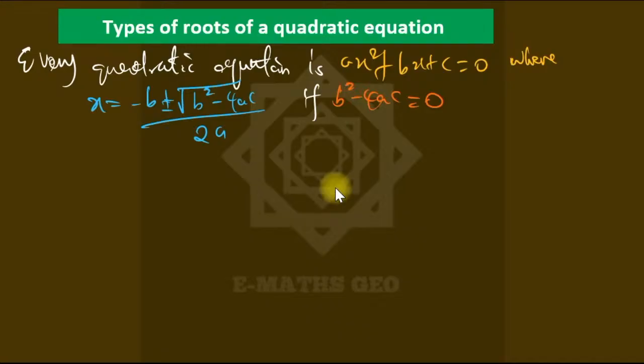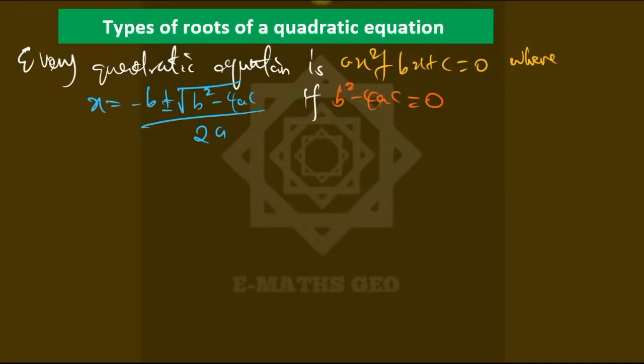Remember, the graphical way of solving a quadratic equation is the intercept, the answers where the curve intersects the x-axis. So now it will just touch it at one point. That's the only condition for the two answers to be the same.